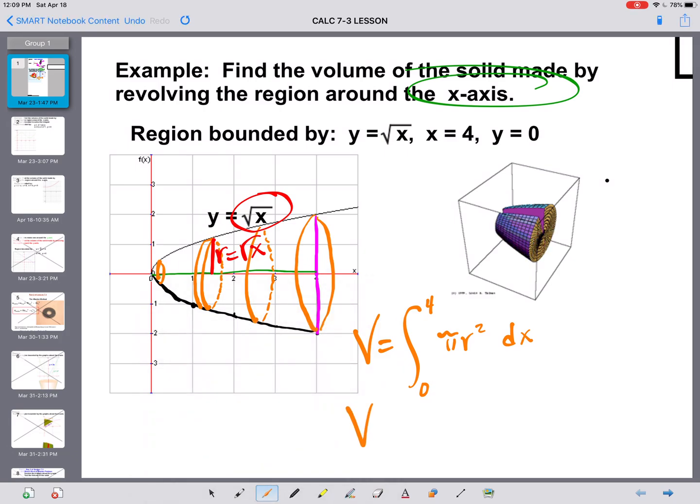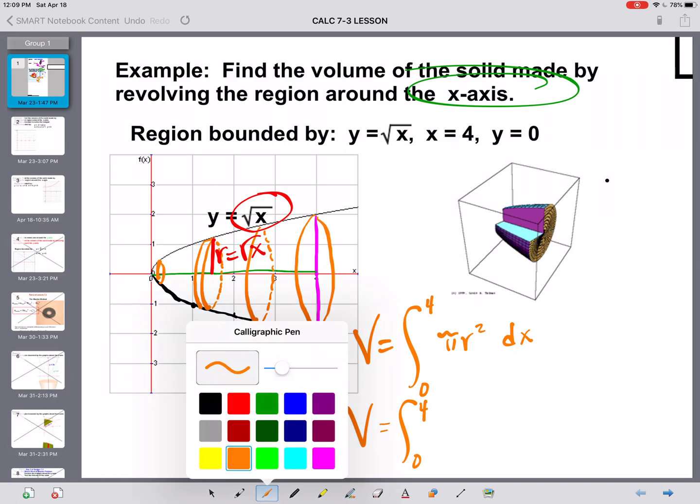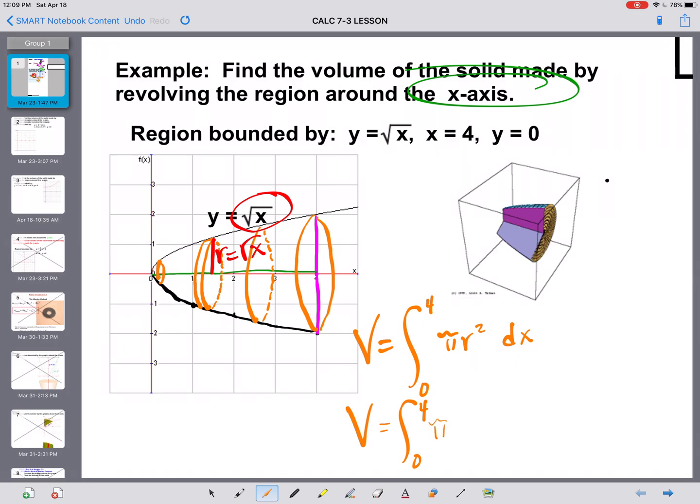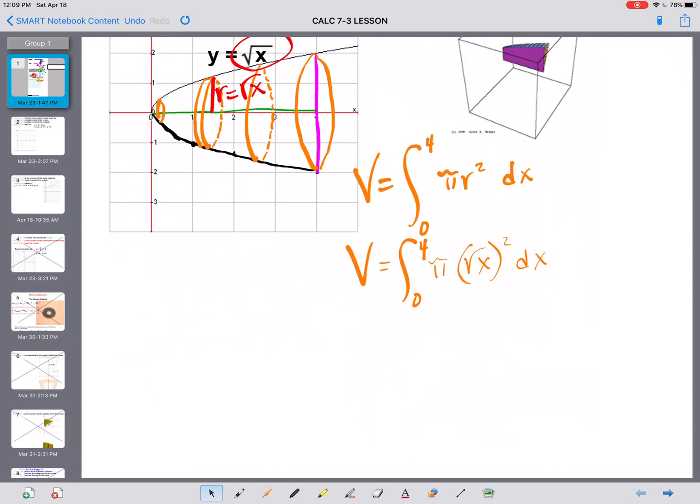Okay, here we go. Volume is, we're going to start our slices at 0, go to 4. Now it's pi r squared, but what are we going to plug in place of r? Yeah, the square root of x. There it is. Pi r squared, and in place of the r is the square root of x. Okay, let's keep on going with our integral. Volume equals.